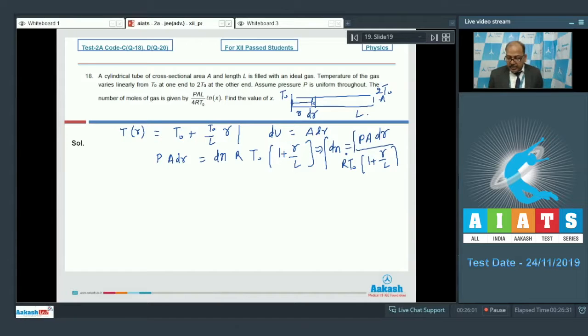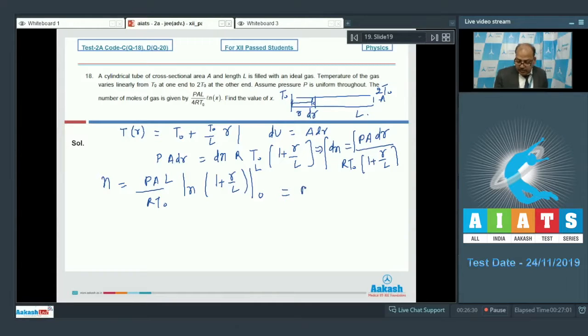If we integrate with proper limits, we'll get the number of moles in the tube, and this is equal to PA by RT0 ln 1 plus R by L, and the coefficient of R is 1 by L, so I divide by 1 by L, so that means L will go in the numerator. Value of R goes from 0 to L. So this is equal to then PAL by RT0 ln 2.